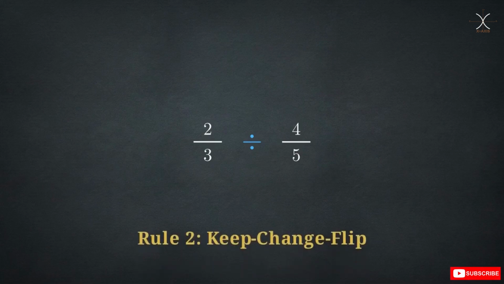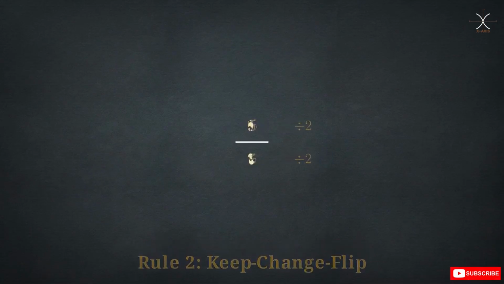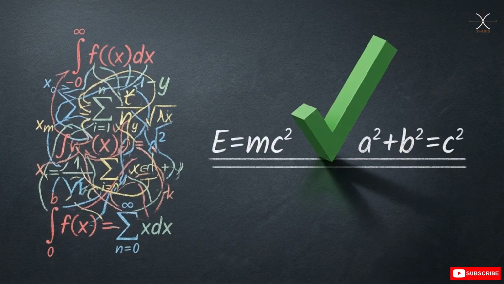Once the problem is horizontal, apply Rule 2. Keep the 2/3, change to multiplication, and flip the 4/5 into 5/4. Now multiply straight across. 2 times 5 is 10, and 3 times 4 is 12. 10/12 simplifies down to 5/6. The horizontal rewrite removes the visual complexity of the vertical stack, making it a familiar division problem.